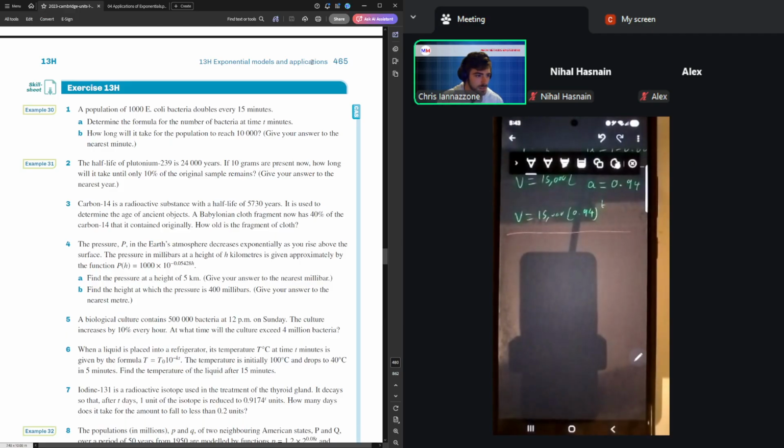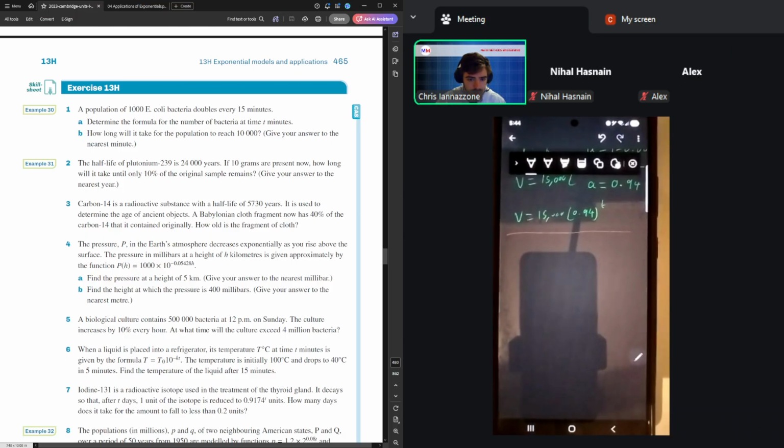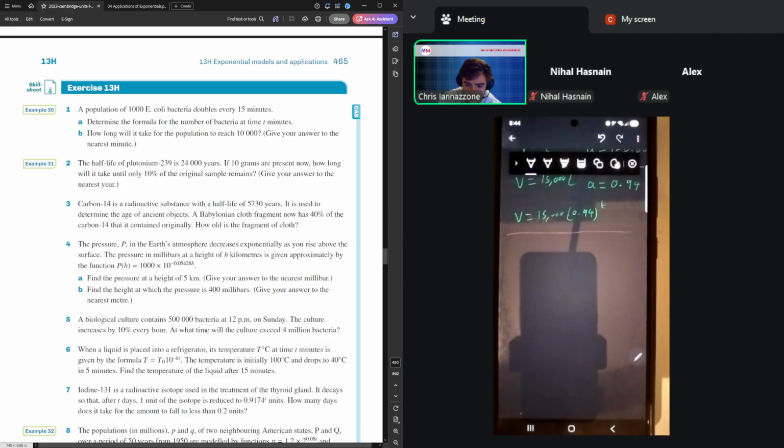A population of 1,000 E. coli bacteria doubles every 15 minutes. To make life a little bit easier, I'll drop the entire applications PDF in the chat as well. Once that downloads, you'll be able to read up on, or refresh your memory on, how we assign each of those terms. So yeah, take your time, have a read, see what you can figure out.